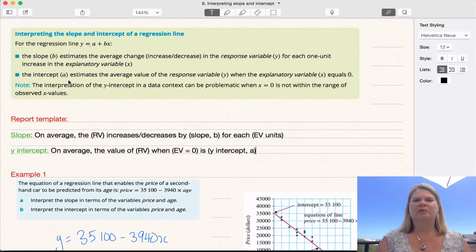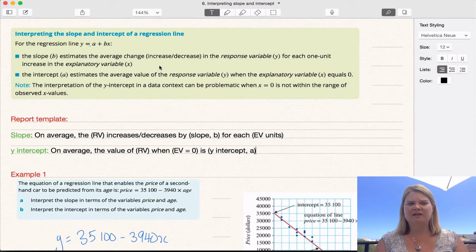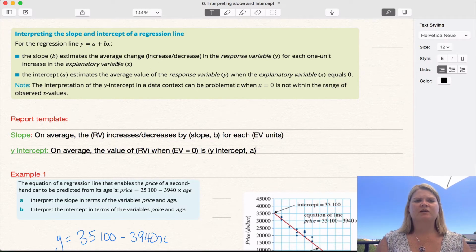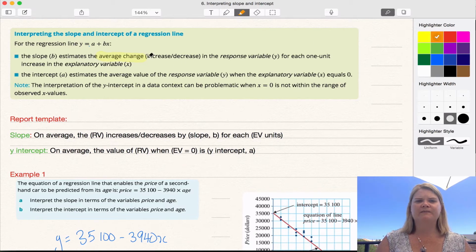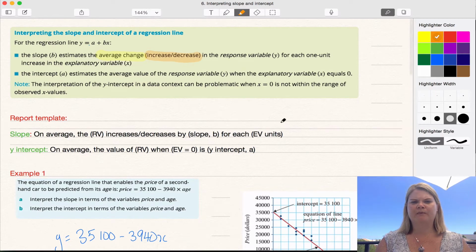When we're trying to interpret what that actually means, because you'll need to, as well as find the slope and the intercept, you need to be able to write a sentence about what it means in real life. So we can say the slope estimates the average change. It's not the definite change, it's just the average value. So it could be an increase or a decrease in the response variable for each 1 unit of increase in the explanatory variable.